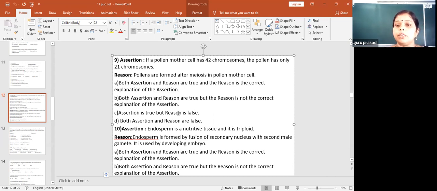Assertion is true, but reason is false. No, this is also a wrong statement. Why? Because both assertion and reason are correct. Okay, next. Both assertion and reason are false. This is also not a correct statement. I hope you are understanding. So I am saying some things in Kannada also, right?